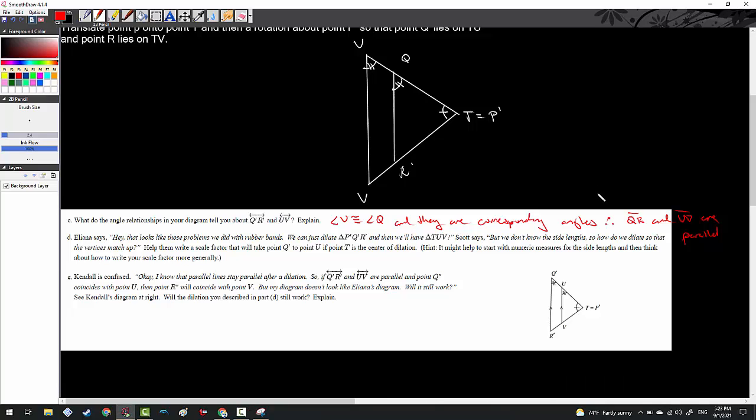Because you're supposed to be using the rubber bands on this one, what you end up finding is that the ratio of P prime Q prime over TU is going to be 2/3. And that should make sense because of the fractional scale factor that would shrink the larger triangle onto the smaller triangle.